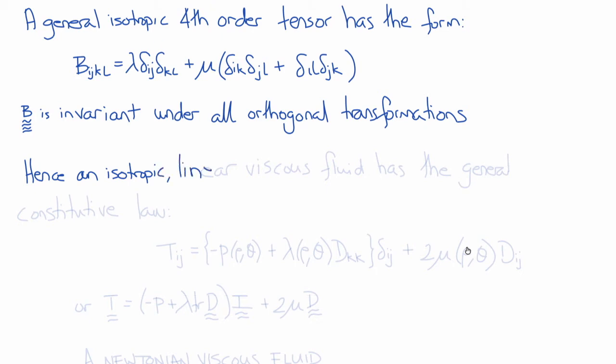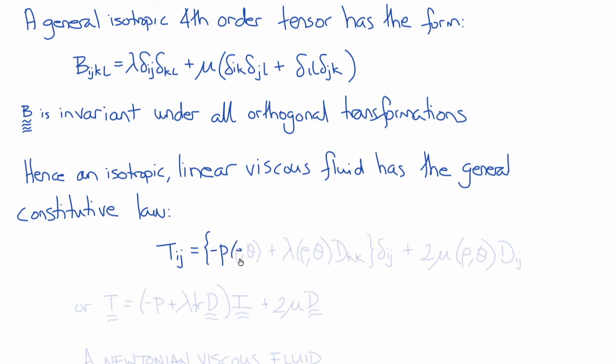Hence, going back to our constitutive equation, we can now substitute this form of Bijkl into our constitutive equation for stress in a Newtonian viscous fluid and obtain the following equation. Tij is equal to minus p as a function of rho and theta, the temperature, plus lambda as a function of rho and theta times dkk, the trace of the rate of deformation tensor, all times delta ij, plus 2 times mu, also a function of density and temperature, times dij.